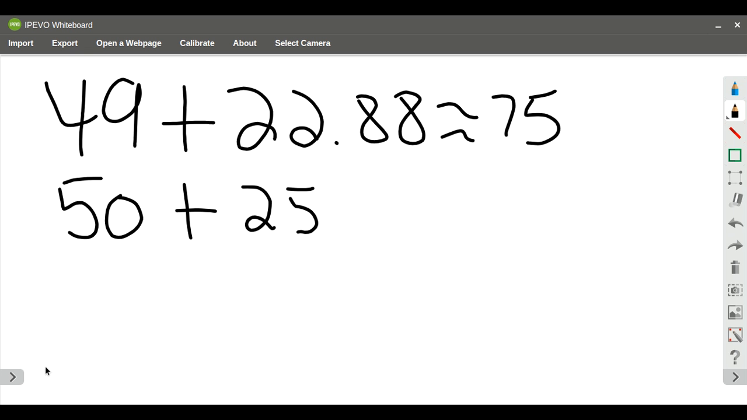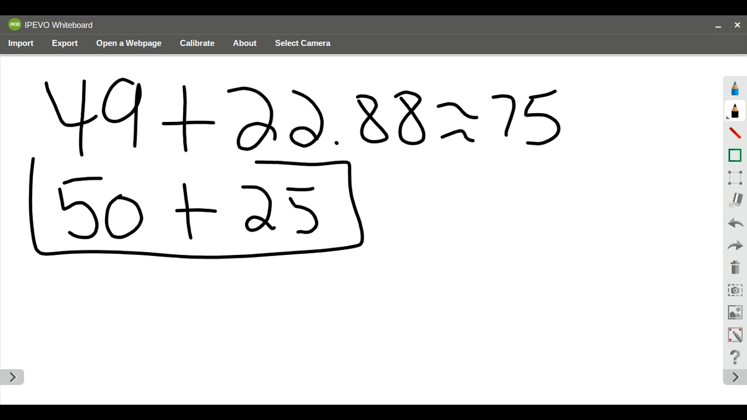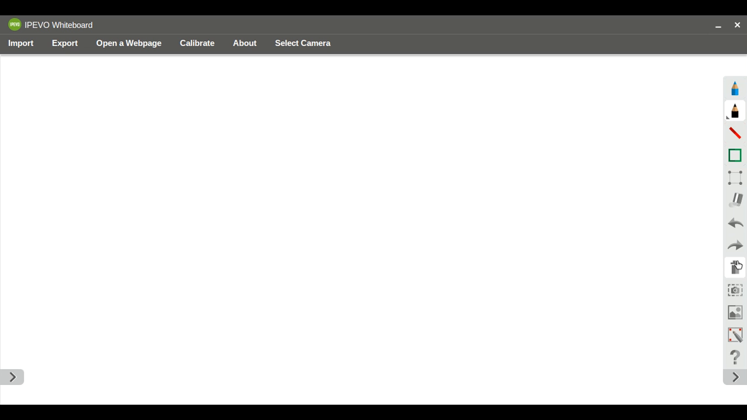Now, when you are doing your estimation, what I want to see in terms of your work and your thinking is I want to see this. I want to see what values you used for your estimation. Okay, let's take a look at another one.